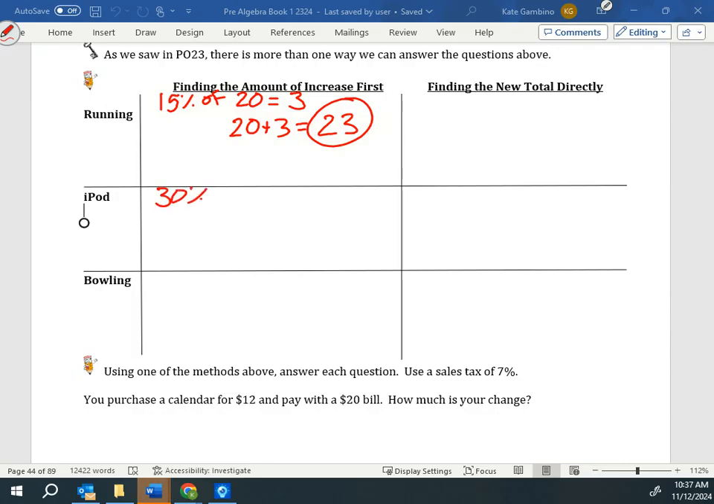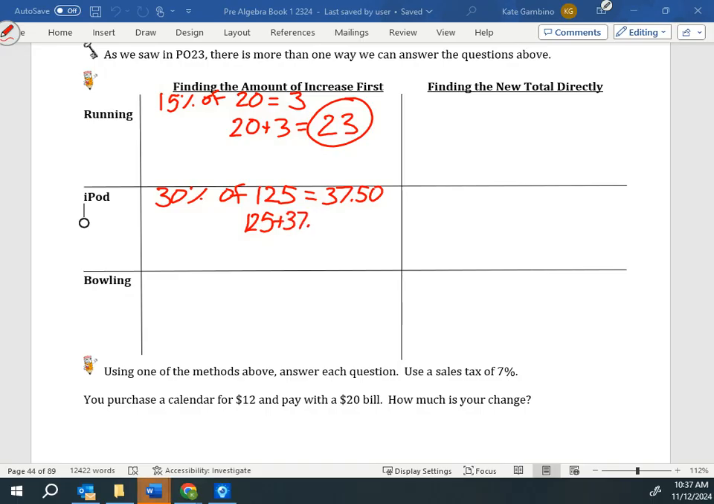30% of 125 is what? 30% of 125, Graham? 37.5. As we're talking money, we're going to put that 0 on it because it's 50 cents. Okay, $37.50. So now, what do I have to do? Looking back at how we did the running example, what do I have to do, David? Add 125 to 37.50.